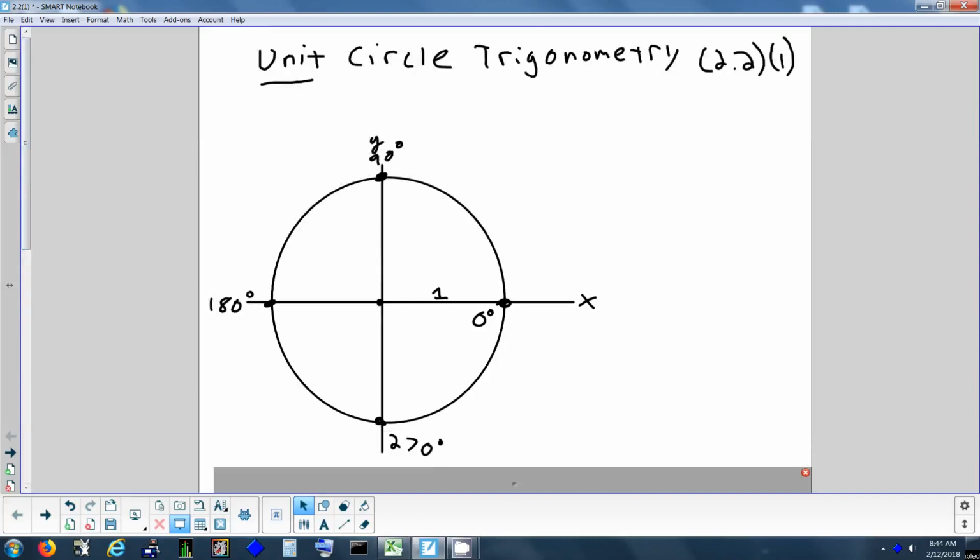Okay, so what I've drawn is a circle. Okay, and going around the circle, I've labeled angles in degrees. Okay, going counterclockwise, 0, 90 at the top, 180 on the left, 270 on the bottom, and then 360 would be all the way back at 0 again.